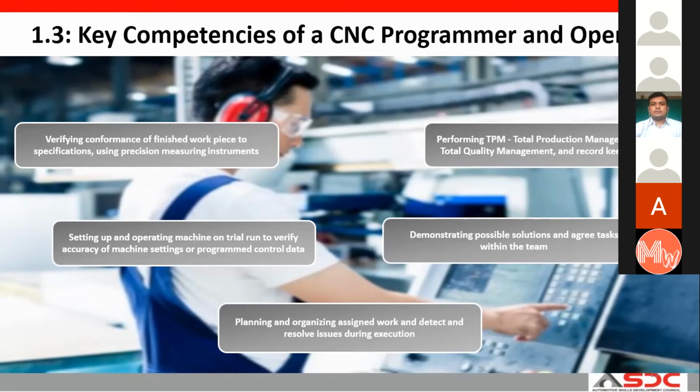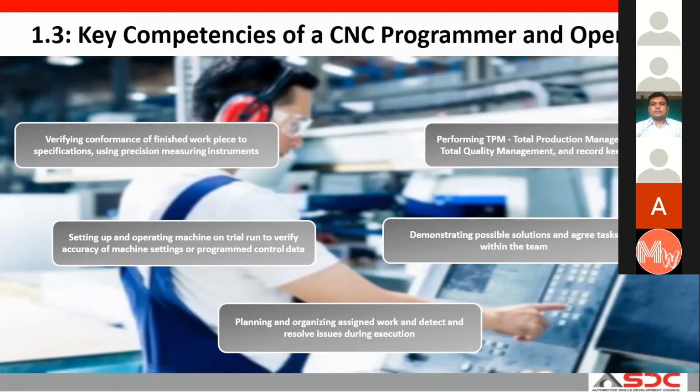These are the key competencies of the CNC programmer, and demonstrating possible solutions. For a particular job, we can first do the roughing on a manual machine to reduce the machining cost, and then for the particular CNC operation we take it on the CNC machine. Our CNC programmer and operator must know about the possible solution to produce the given job work.